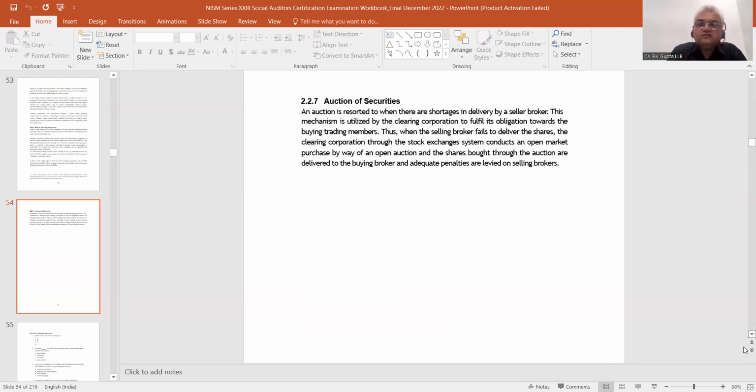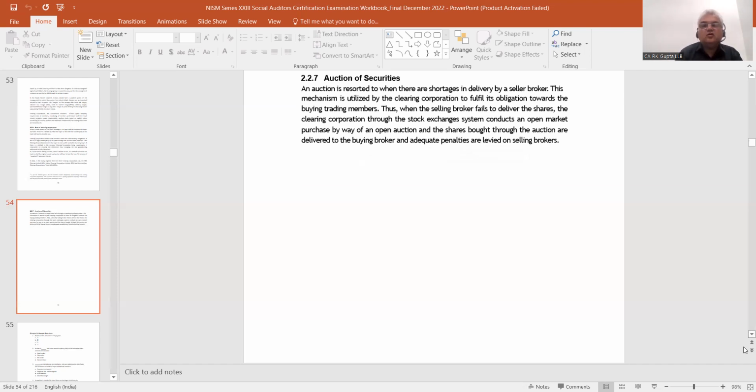Next is the auction of securities. An auction is resorted to when there are shortages in delivery by a seller broker. This mechanism is utilized by the clearing corporation to fulfill its obligation towards the buying trading members. So when the selling broker fails to deliver the shares, the clearing corporation through the stock exchange system conducts an open market purchase by way of an open auction, and the shares bought through the auction are delivered to the buying broker and adequate penalties are levied on selling brokers, those who could not fulfill their obligations.